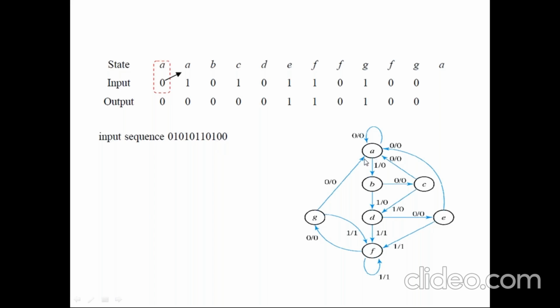Okay, so now for the state A, I'm going to give the 0 first. If I'm giving 0 for this A, it is staying in the same state A, that is represented in the next state. For the A, I'm giving the input 0. It is producing the output 0, and the next state where it is going is A, that is, it is staying in the same state. Now I'm taking the next input 1. If I'm giving 1, it is producing the output 0, and it is going to the next state B. For the B in the input sequence, the third number is 0. So that number I'm giving, and it is giving the output 0, and it is going to the next state C.